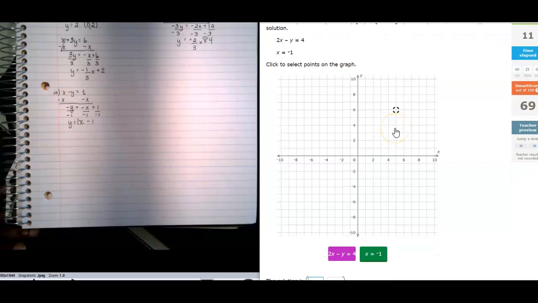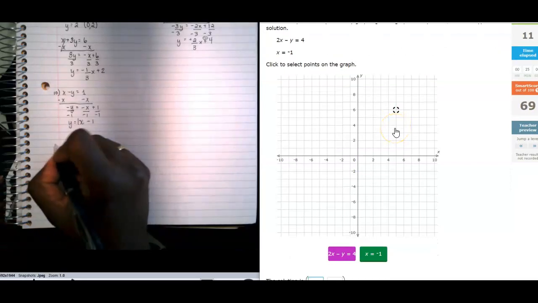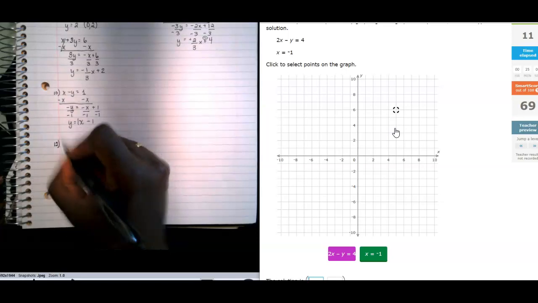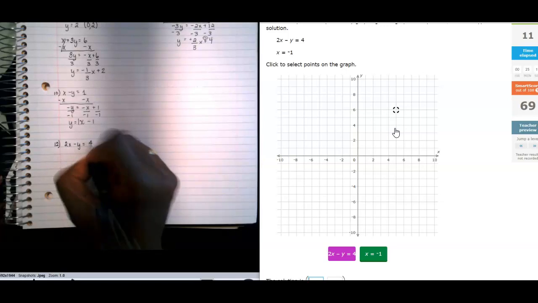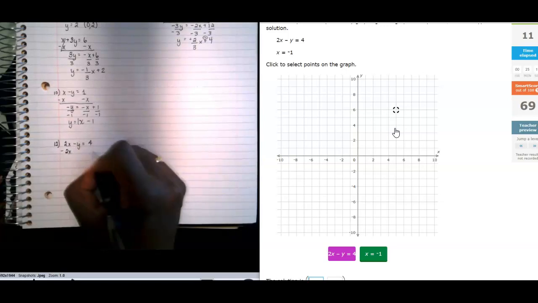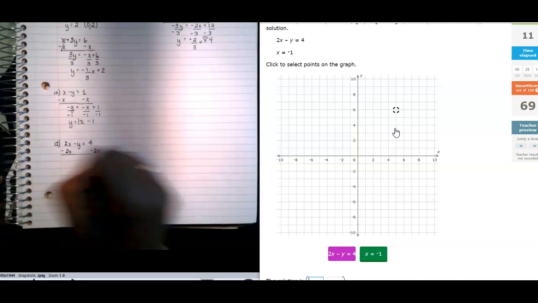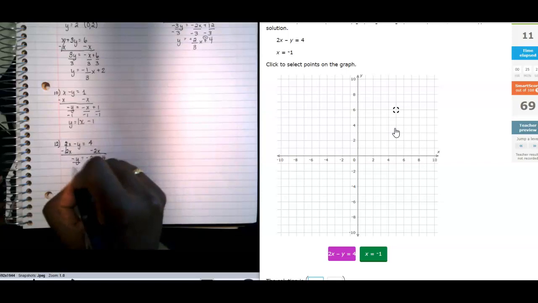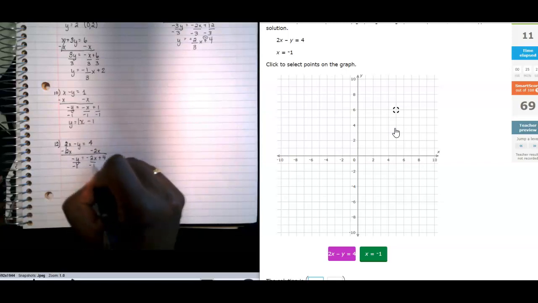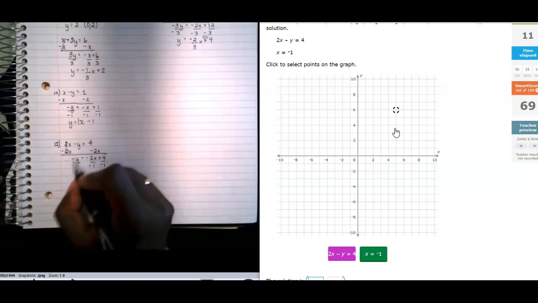All right, so now we've got another equation where we need to change it to make it easier to graph. So I've got 2x minus y equals 4. I'm going to subtract 2x from both sides of the equation. I've got negative y is equal to negative 2x plus 4. I'm going to divide every term by negative 1 because I want positive y here.